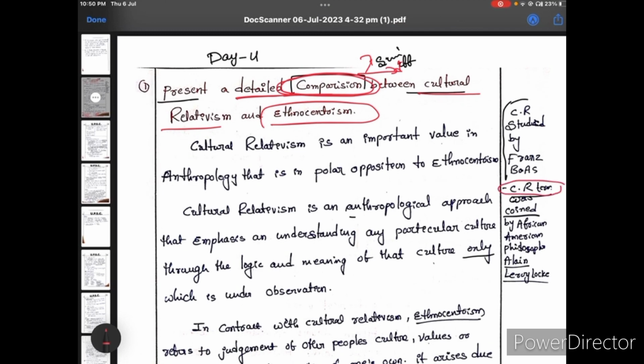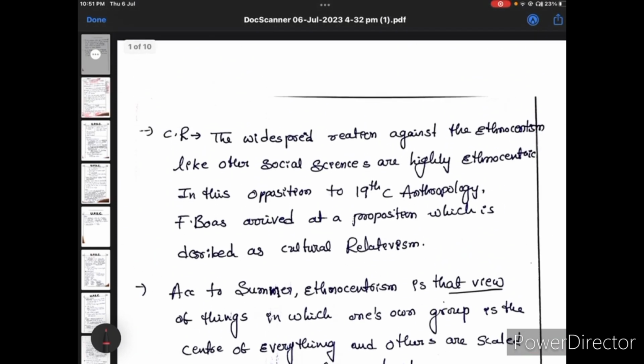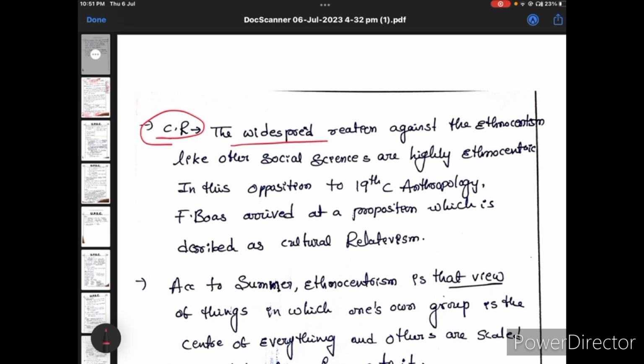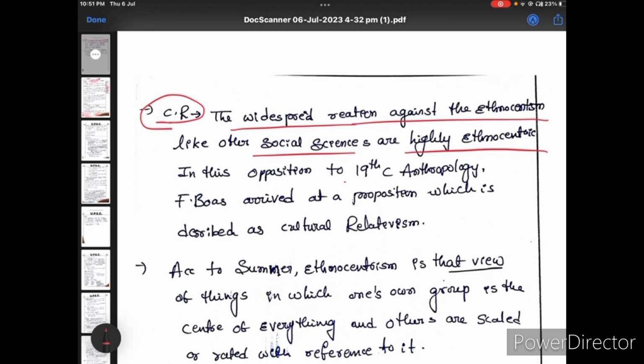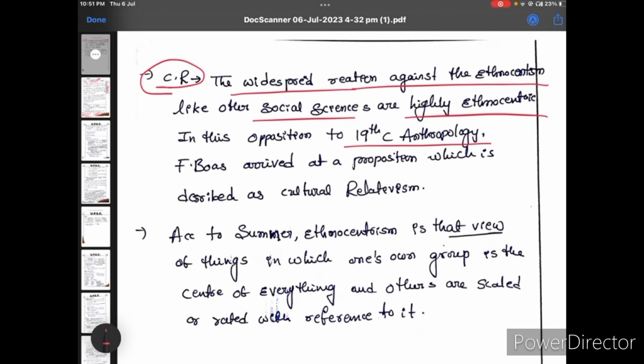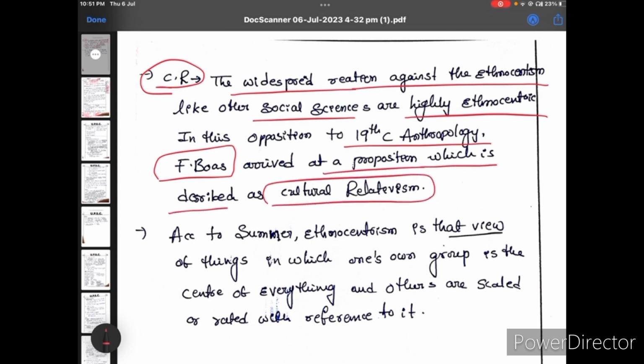First, cultural relativism, the word coined by the African American philosopher Alain LeRoy Locke. Remember this. And after that, cultural relativism was studied by Franz Boas also. And before that, I'll tell you here, cultural relativism is a widespread reaction against ethnocentrism, as other social sciences are highly ethnocentric. In this opposition, the 19th century anthropologist, who is that person? Franz Boas arrived at the proposition which is described as cultural relativism.